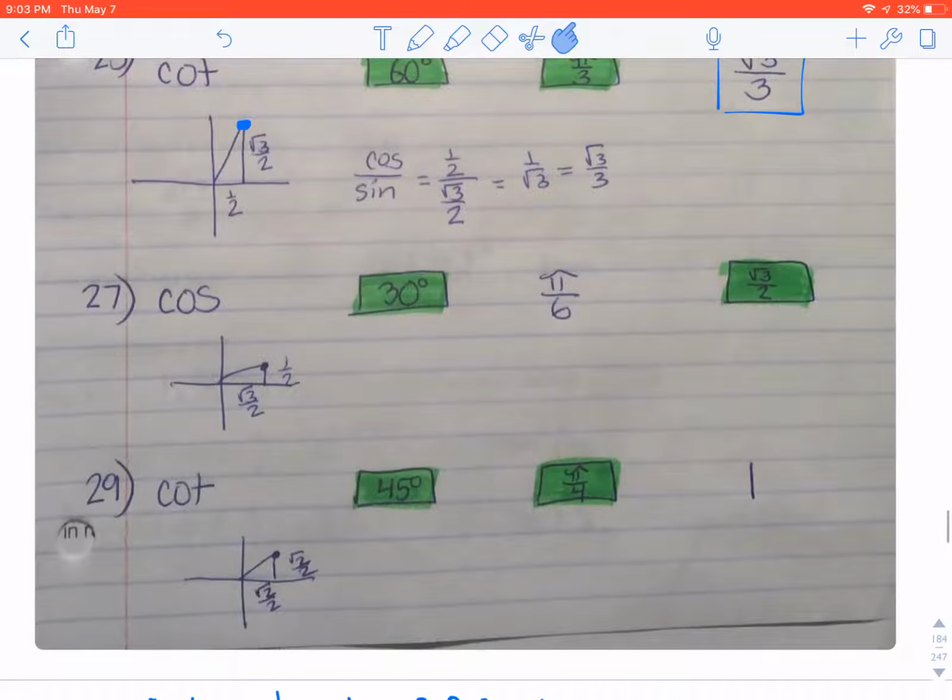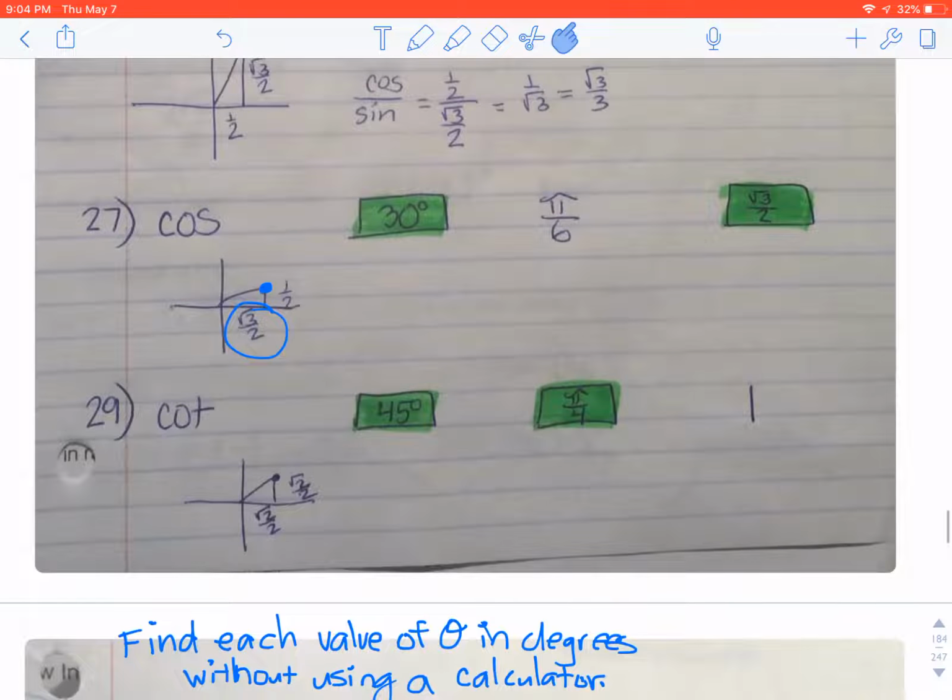Okay, 27, they gave us cosine and they gave us pi over 6. So first on your unit circle, remembering pi over 6 is right here. You're filling in your degree and you're filling in your function value. So our degree is 30 degrees. Cosine at 30 degrees is square root 3 over 2. Again, the answers that I have are in green.